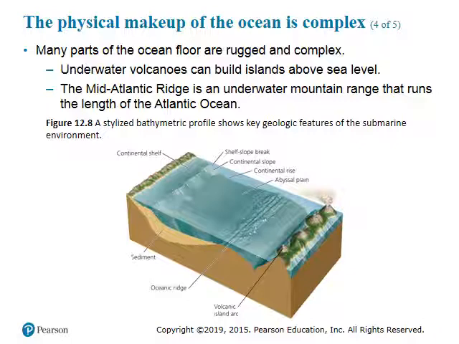You also have very much the same features that you have on land, right? Just a little bit more exaggerated in some places. Stuff like the Mid-Atlantic Ridge is an underwater mountain range that runs the length of the Atlantic Ocean. This is where two plates are smashing together and creating this boundary.